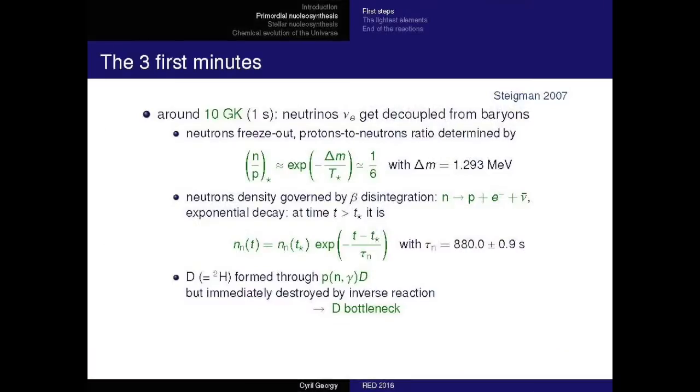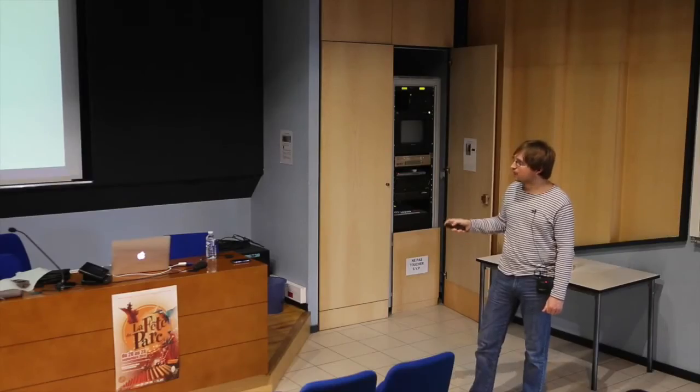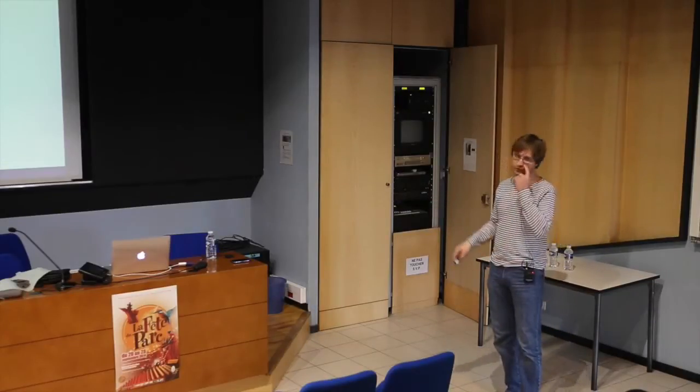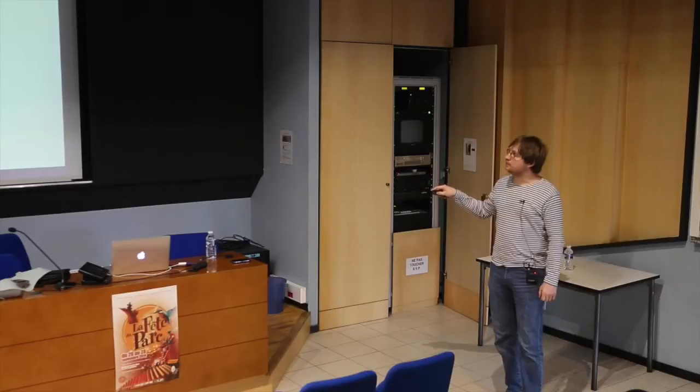Then the neutrons' density is governed by the beta disintegration. The neutrons are not stable particles. They have a half-life of about 13 minutes, so they will start to disintegrate progressively. So you have an exponential decay of the number of neutrons since this moment. And it will decrease slightly over time, until the temperature is low enough to allow the formation of deuterium.